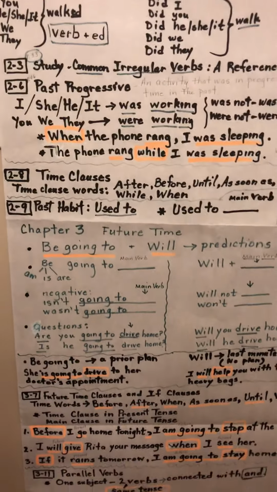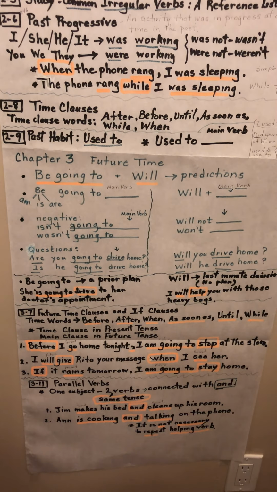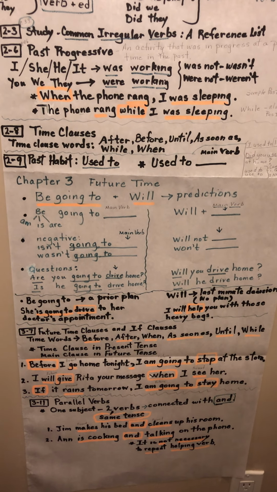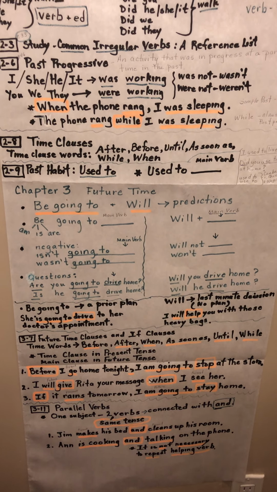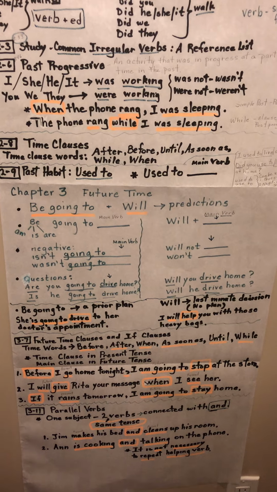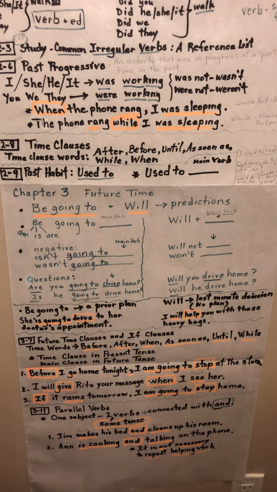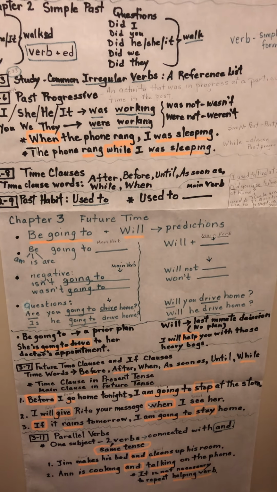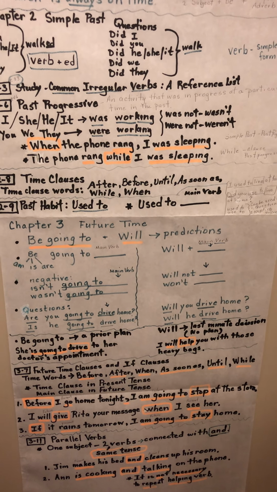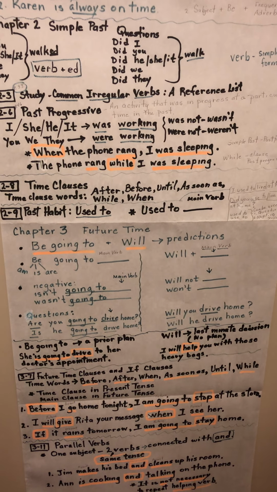All right, let's continue with chapter 3. Chapter 3 is talking about future time. And we're going to be working with be going to and will. We use those to talk about the future. We can use either one, be going to or will, when we're making predictions. When we say be going to, be, we're talking again about am, is, or are. Be going to, what follows? Simple form of the verb.